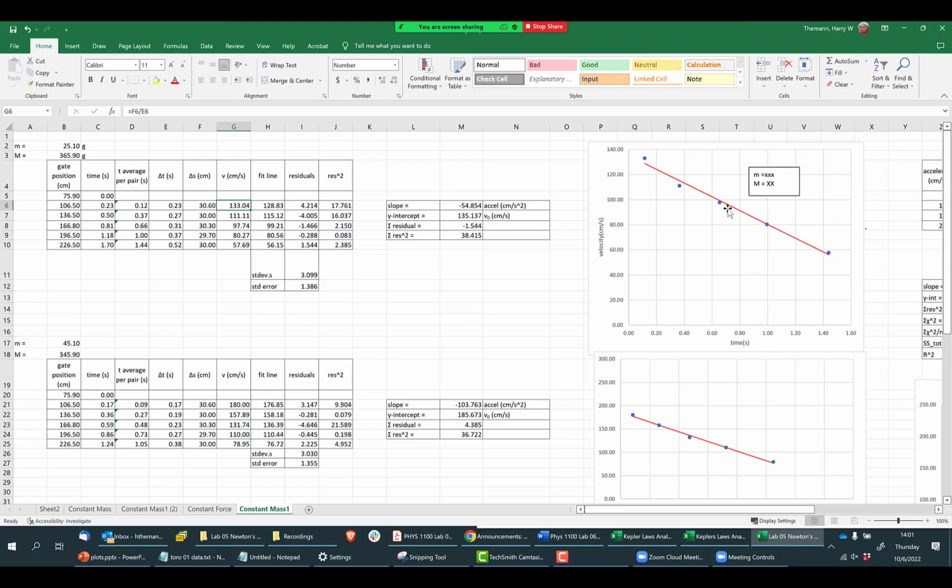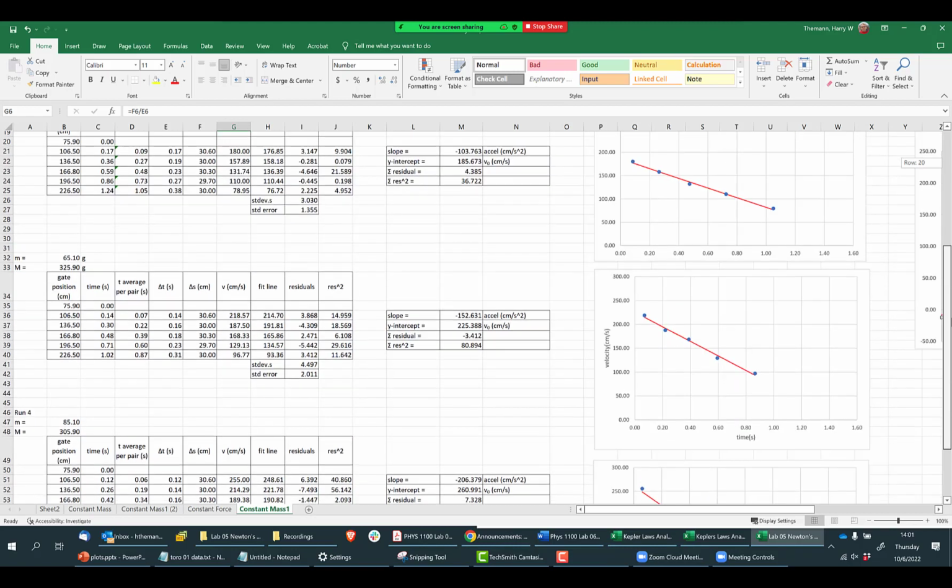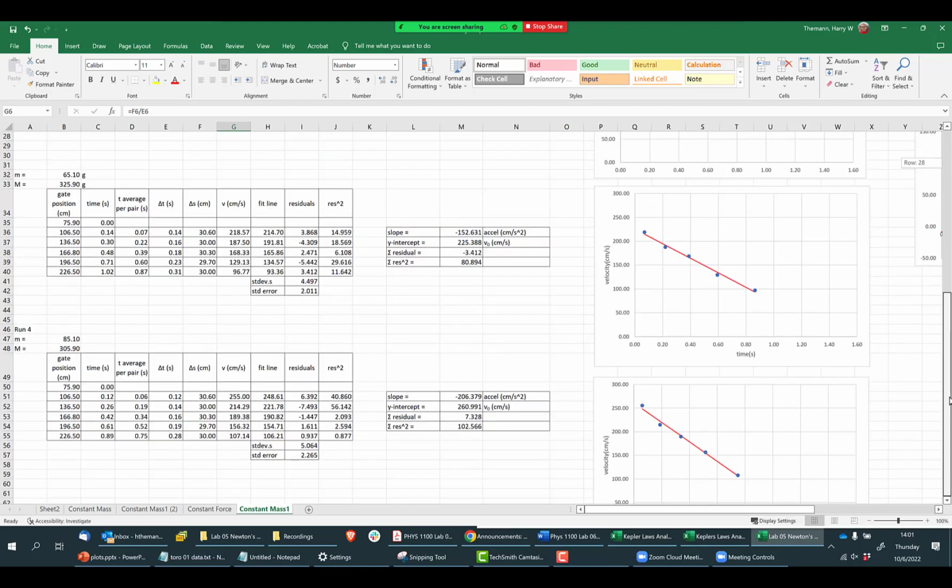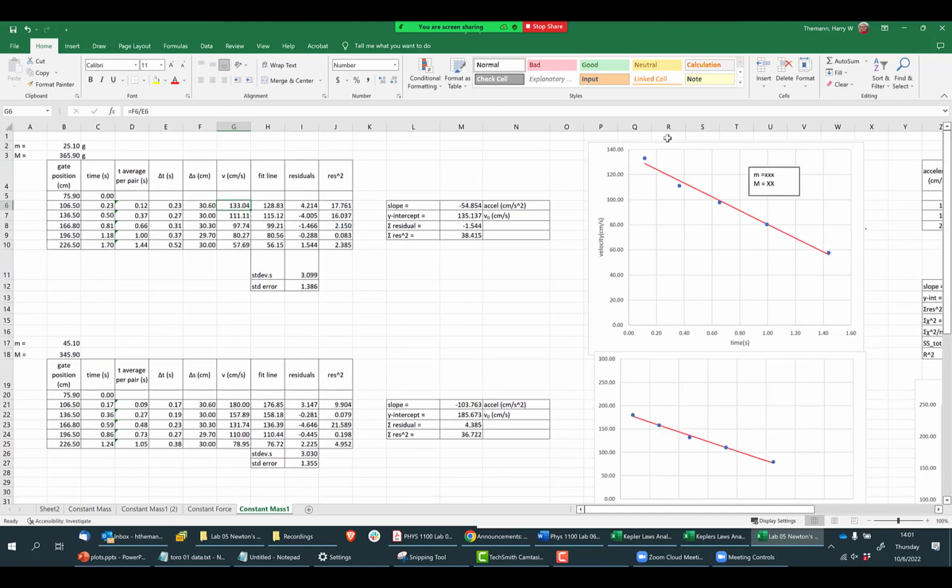So at the end of the day, we have our 4 or 5 different runs. In this case, I have 4 different runs, and I supplied you with the fit parameters. So all you had to do is type in your data, and everything else populated, and then you just had to run the solver on it to get the optimal fit.